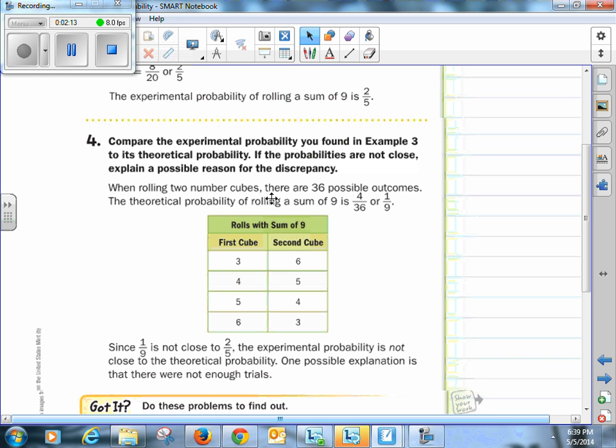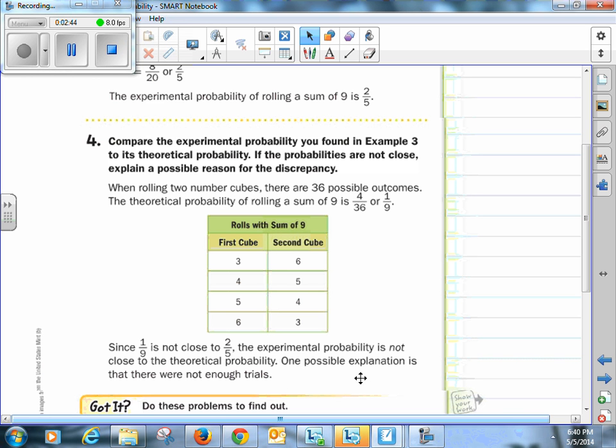When rolling two number cubes, there are 36 possible outcomes. The theoretical probability of rolling the sum of 9 is 4 out of 36, or 1/9. These are the possible ways to get 9: a 3 and a 6, a 4 and a 5, a 5 and a 4, and a 6 and a 3. 1/9 is not close to 2/5. The experimental probability is not close to the theoretical probability.